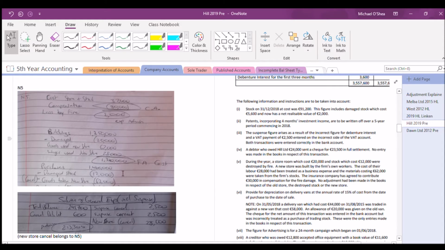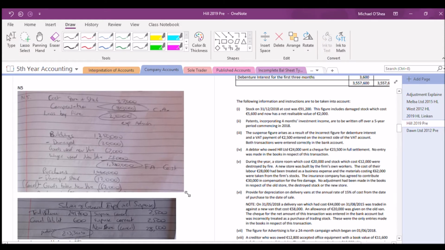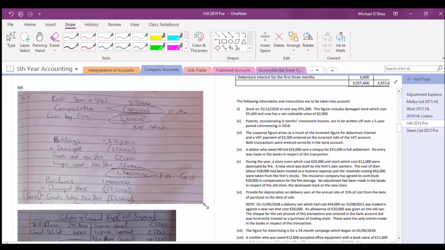This may not be very visible to you. My purchases was 1,460,000, and I'm going to take away the damaged stock of 12,000 because that's gone. 20,000 buildings destroyed, 12,000 stock destroyed from purchases. Now, what happened next? So this is our third part.